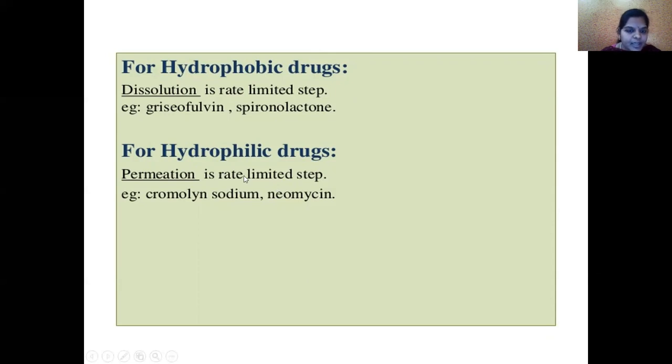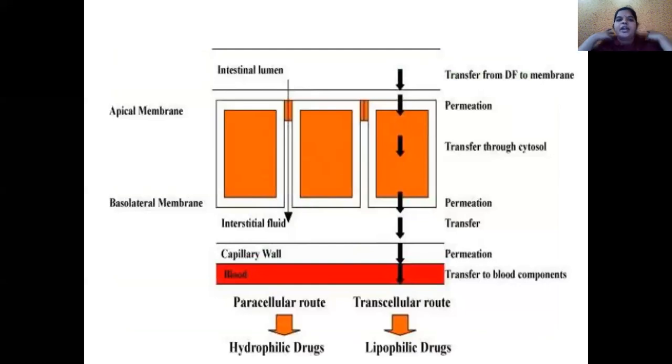Hydrophilic drugs are easily soluble in aqueous medium, so these can enter into the plasma through the permeation mechanism. So permeation is the rate limiting step. What are the examples? Cromolyn sodium and neomycin, a few antibiotics. And the next important point is the mechanism of hydrophilic drugs and hydrophobic drugs.